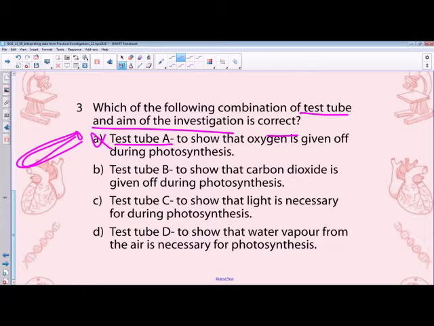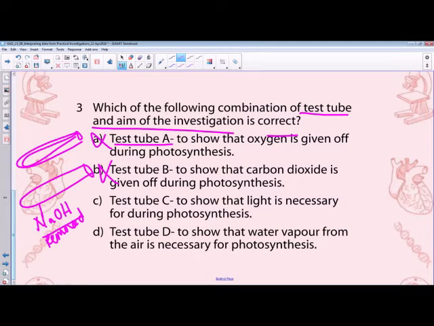Test tube B, to show that carbon dioxide is given off during photosynthesis. If you recollect, the test tube B had sodium hydroxide in it, NaOH, and that was to remove carbon dioxide and wasn't a source. So it was definitely not that.